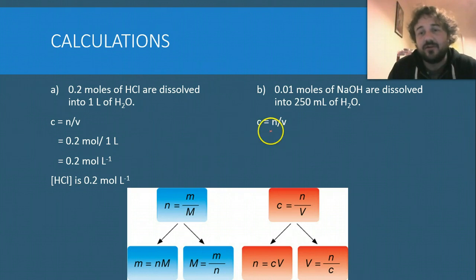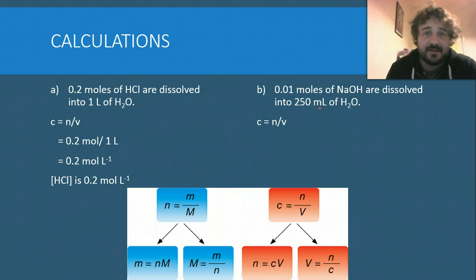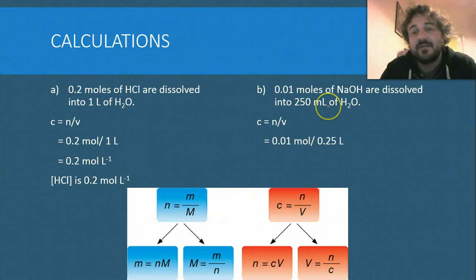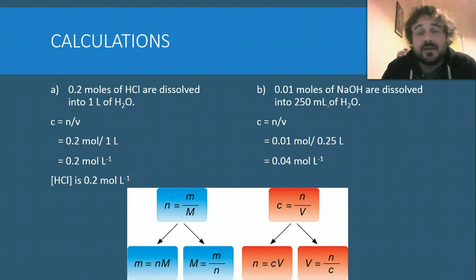Here we've got 0.01 moles of sodium hydroxide. It's dissolved in 250 mils of water. Only one conversion you have to make there, and that's to convert that into litres. Not so hard. So it's 0.01 divided by 0.25. It's a quarter of a litre straight away. That gives us 0.04 moles per litre. Really, really simple.